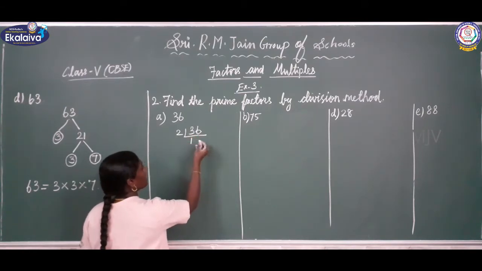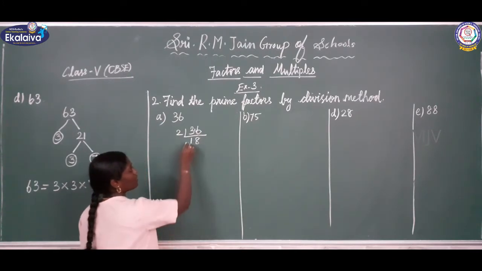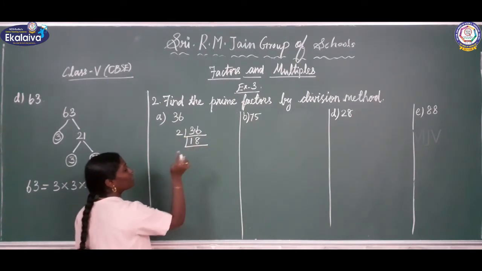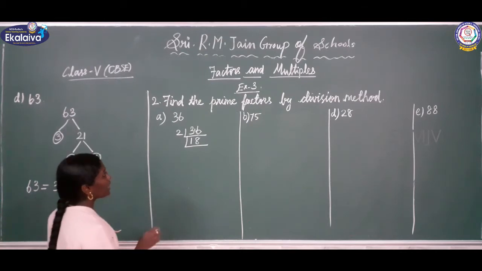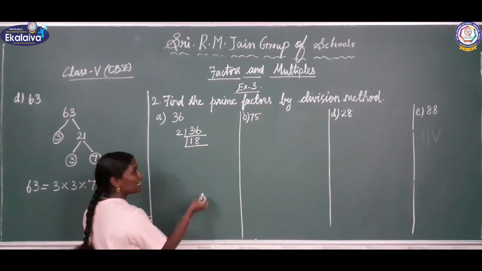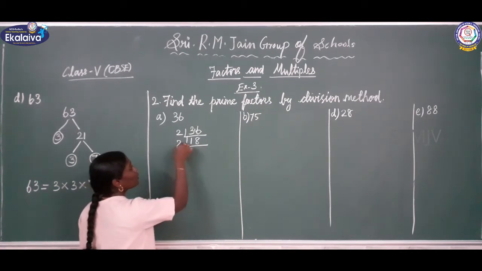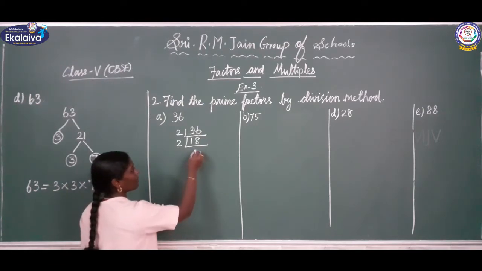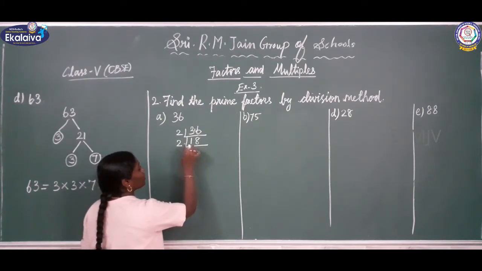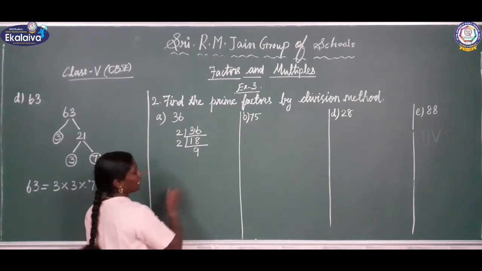Here in 3, 1 time. Remainder 1, in 16, 8 times. Okay. Now we have to find the smallest prime factor for 18. Here again 18 is an even number. So 2 is the smallest prime factor. 18 divided by 2, that is 9.